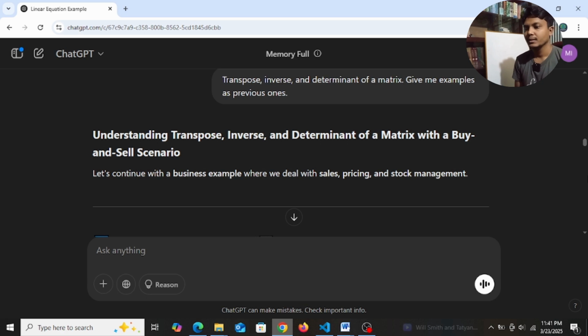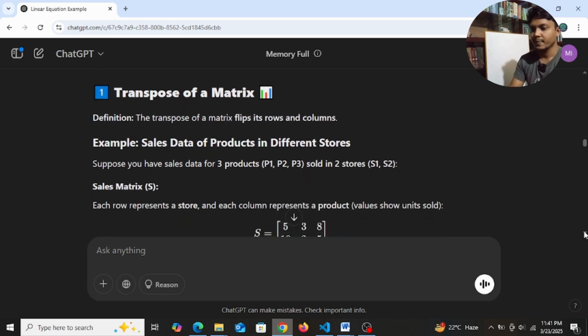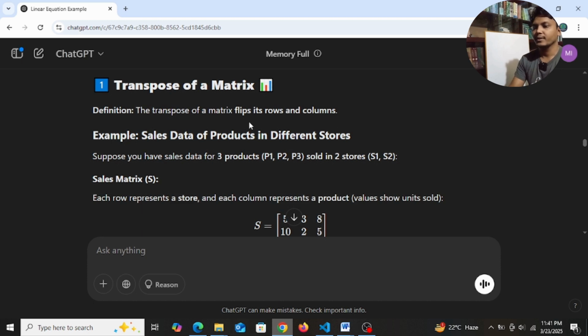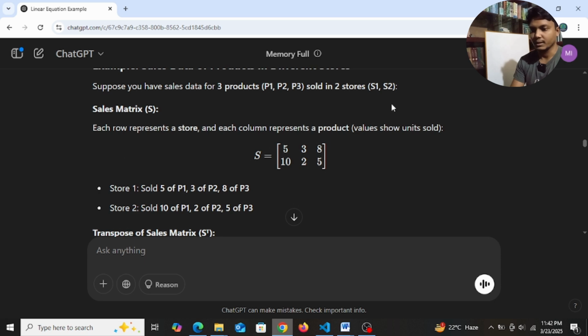Okay guys, now we will understand transpose, inverse and determinant of a matrix. Let's start with the transpose. The transpose of a matrix flips its rows and columns. Suppose you have sales data for 3 products P1, P2 and P3, sold in 2 stores, S1 and S2. Each row represents a store and each column represents a product: 5, 3, 8, 10, 2, 5.